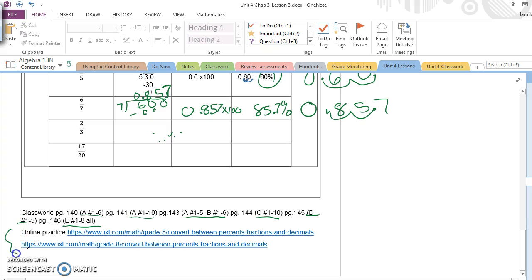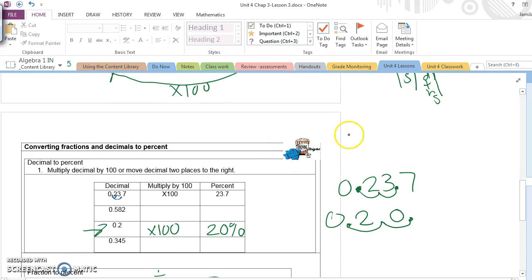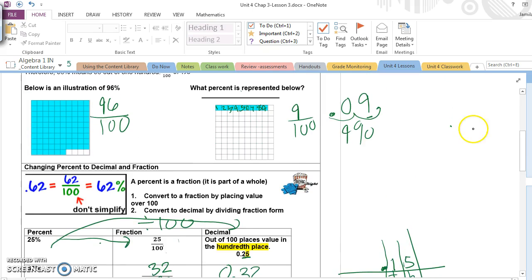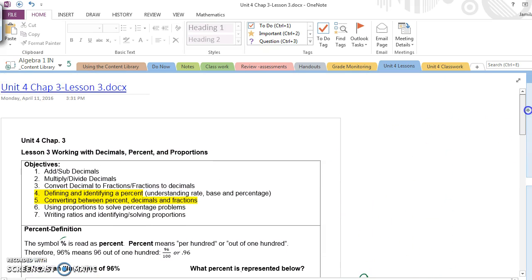And then there is an online practice there for you as well. Don't forget to look at the videos throughout the lesson as needed. These are helpful videos. And this is the completion of Unit 4, Chapter 3, Lesson 3, Defining and Identifying Percents, Converting Between Percent, Decimals, and Fractions.